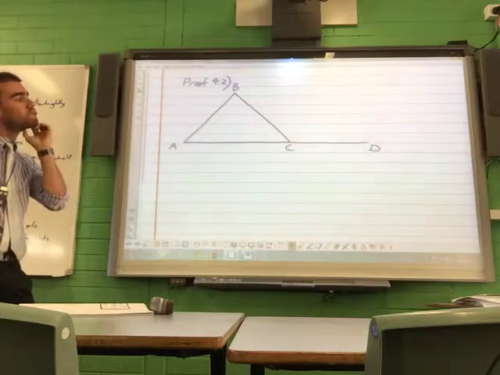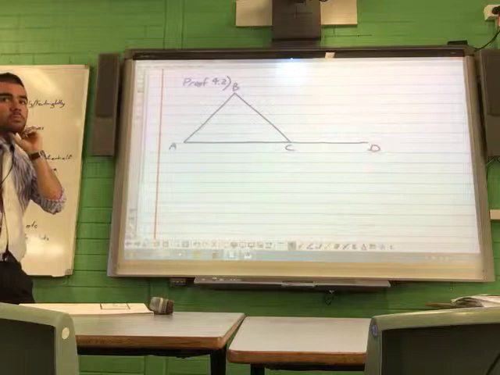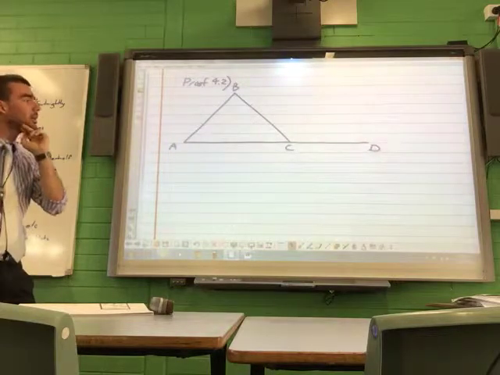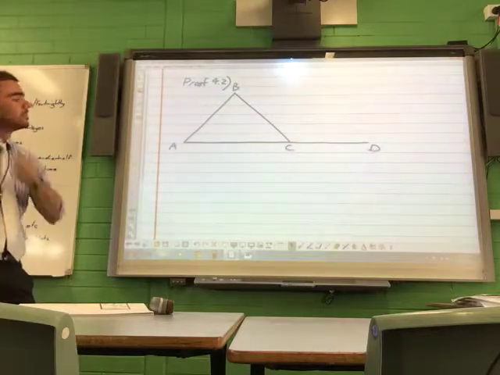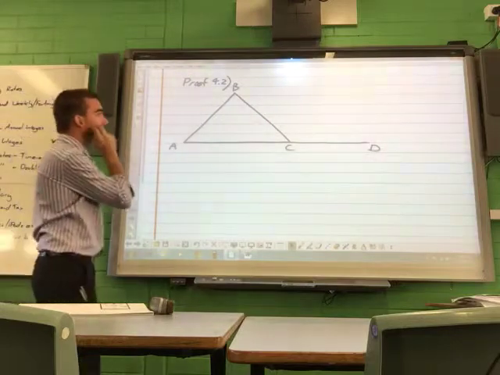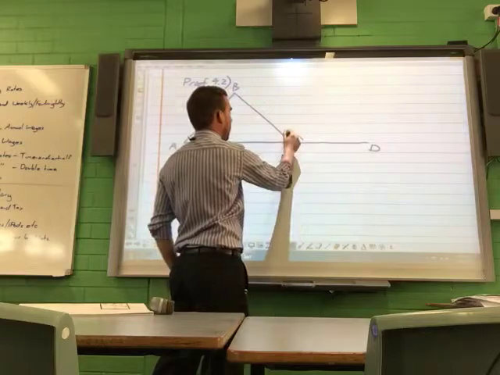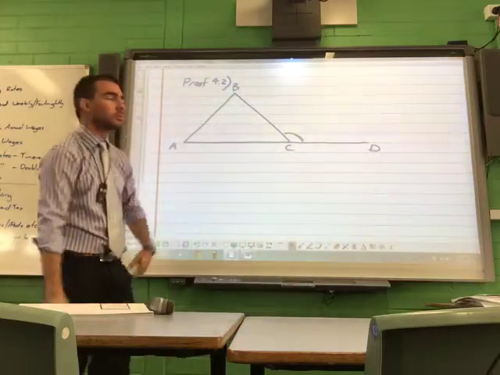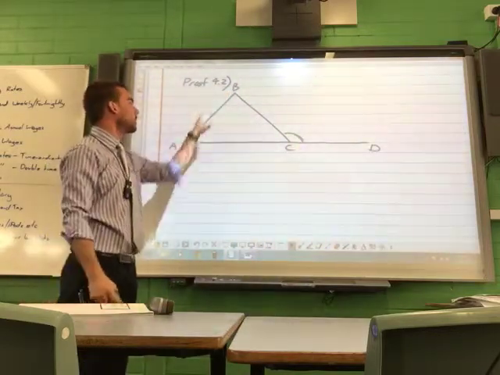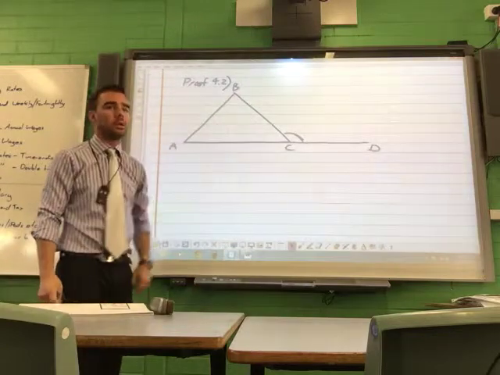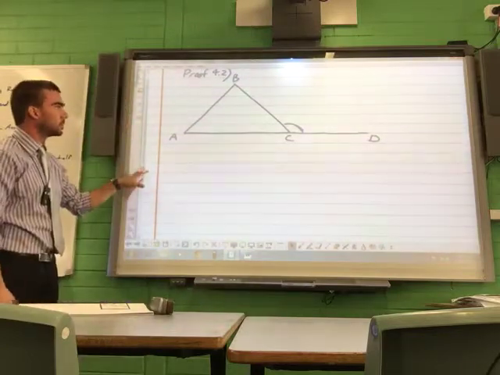Did we do this? I have shown some people quickly this one, yes. Right, so we want to show the angle BCD, that's the exterior angle out there, equals the sum of the two interior opposite angles.